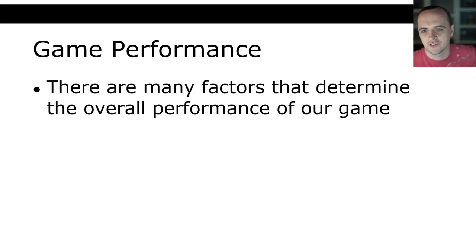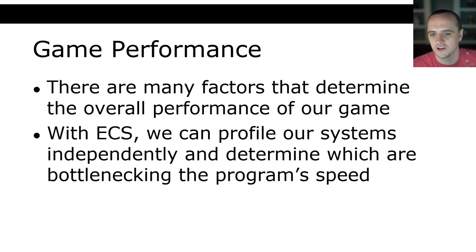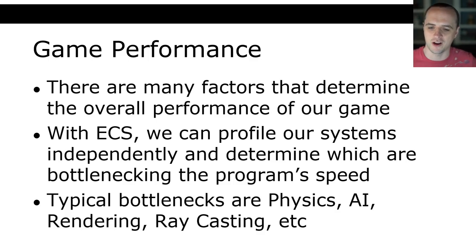So there's many factors that determine the overall performance of your game. With ECS, it's really nice because you can profile the systems independently and determine which are bottlenecking the speed. So, for example, you may have bottlenecks such as the physics, the AI, the rendering, the ray casting system, stuff like that. And with ECS, we've actually built a game engine in which we have all of the movement code in one function, and all of the physics in another function, all of the AI in another function. So what you can actually do is you can turn on or off functions in order to profile them.